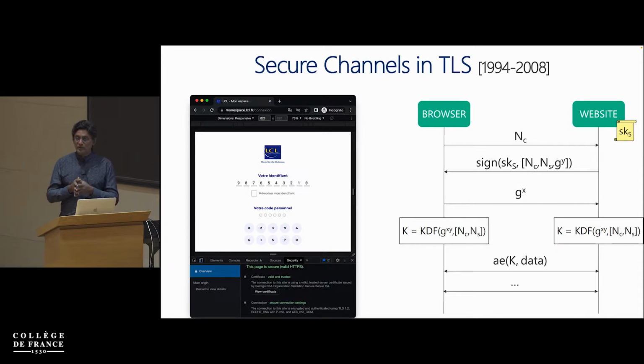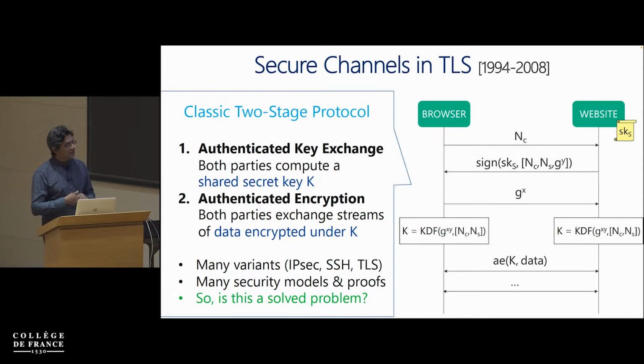And if you look at the protocol running inside TLS, from 1994 when it was first called SSL to now when it's called TLS 1.3, the protocol is essentially the same structure. Okay? It's a classic two-stage structure. You start with an authenticated key exchange where the browser and the server establish a common key K, which is supposed to be a shared secret known only to the browser and the server. And you want to authenticate the server. I want to make sure that I'm making this connection with LCL.fr and not with somebody else.